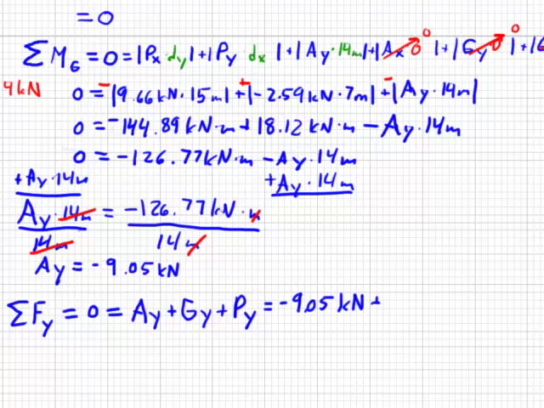Gy calculated as 11.64 kilonewtons. And Py is negative 2.59 kilonewtons. If I add up 9.05 with a 2.59, that adds up to negative 11.64 kilonewtons. If I add 11.64 kilonewtons, I find that 0 equals 0, and my values check out.